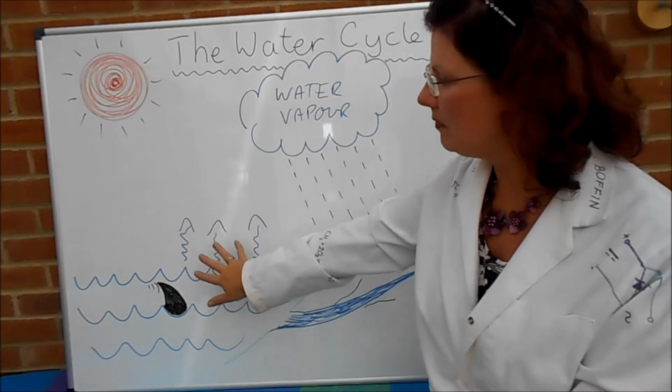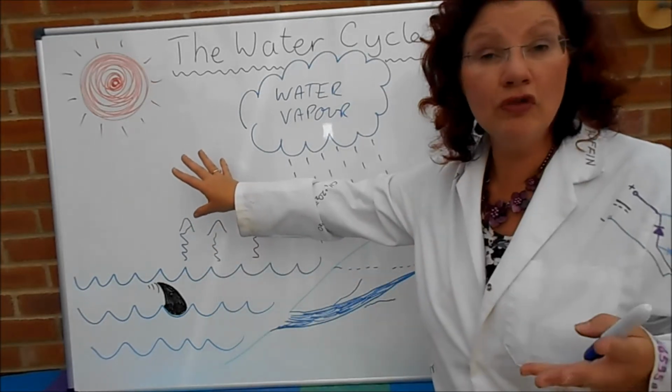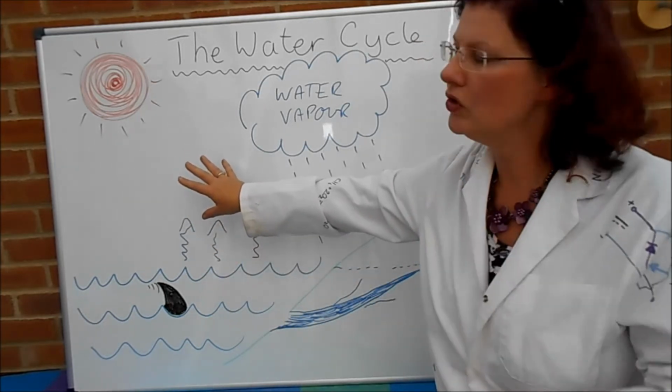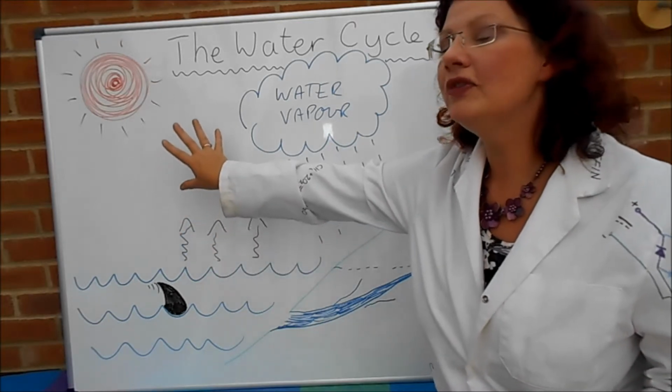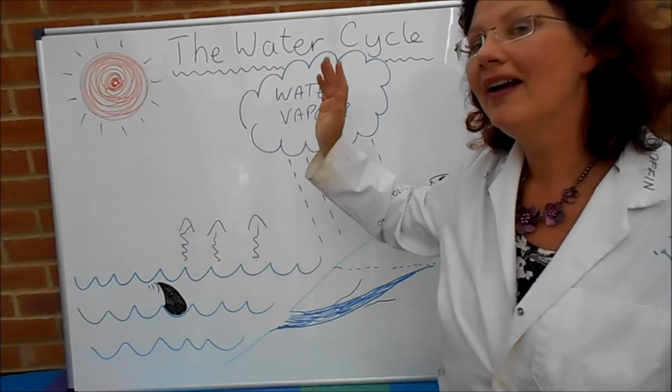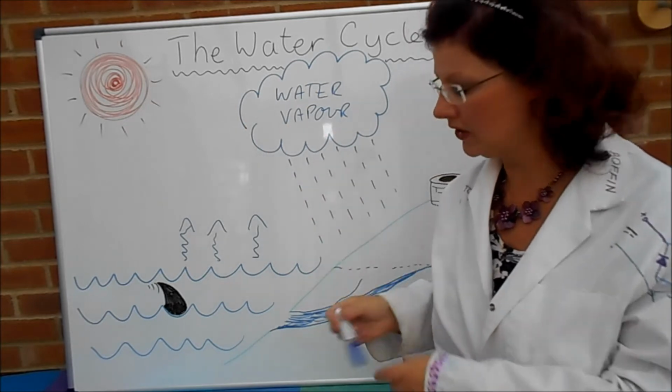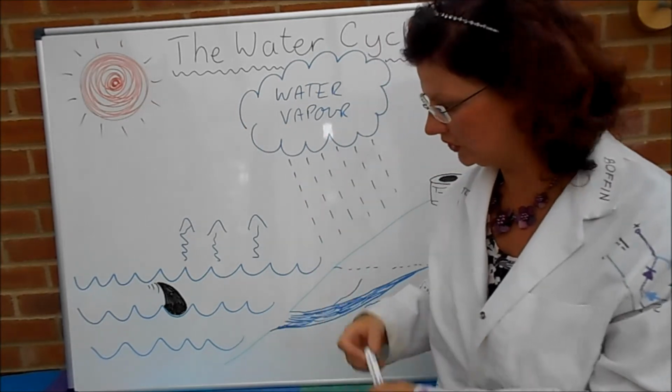So the water vapour evaporates up, goes into the air, which is full of water vapour anyway, so there's a bit more water vapour for you. But when enough of that water vapour gathers together, it forms clouds, and we're back to where we started again. So this is why it's called the water cycle.